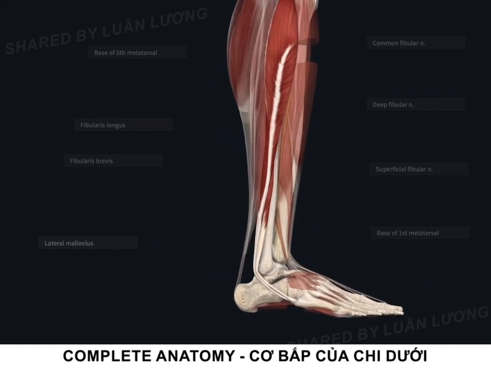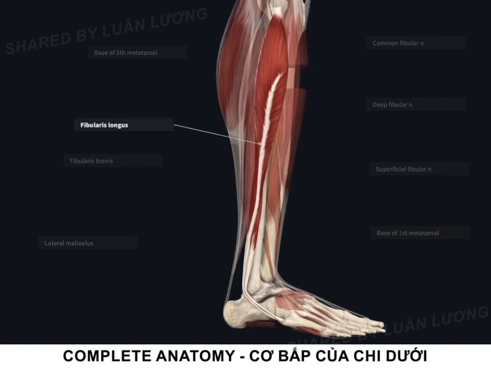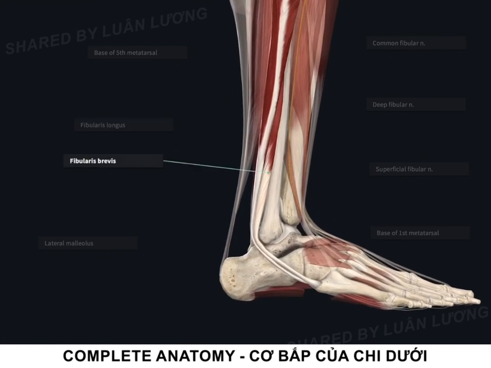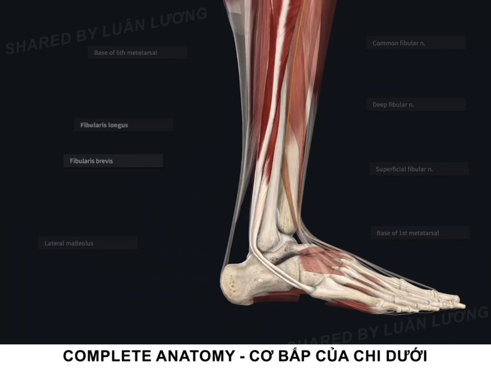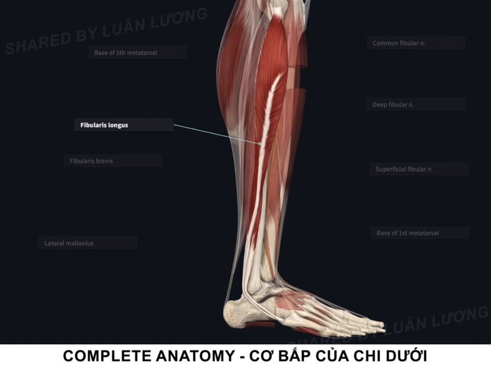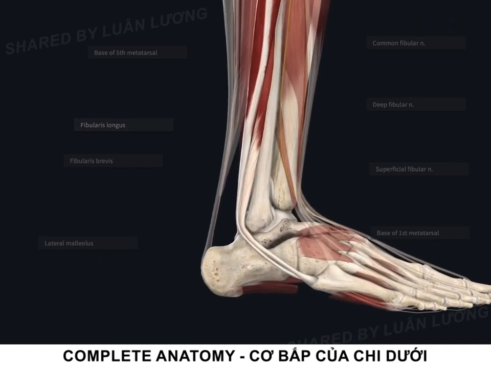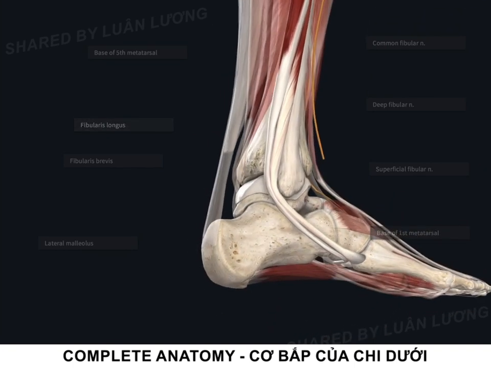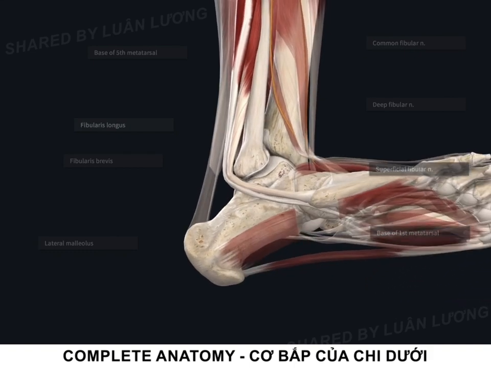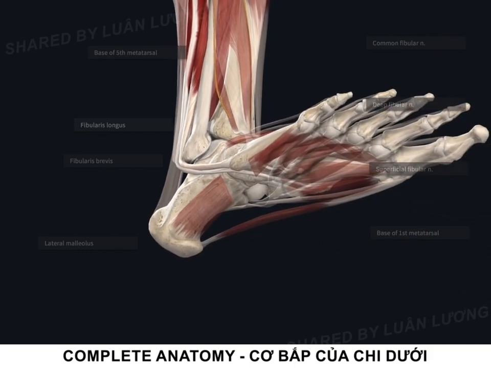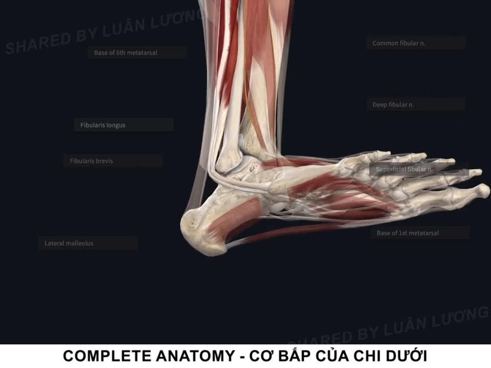Let's first take a look at the more superficial overlying muscle, the fibularis longus. The fibularis longus is going to overlie the underlying fibularis brevis. So the one that is closer to the fibula is the brevis, while the one that is slightly further away from it is the fibularis longus. Now, as these two muscles pass posterior to the lateral malleolus and reach their attachments in the base of the foot, we can see the reason why they get their names.